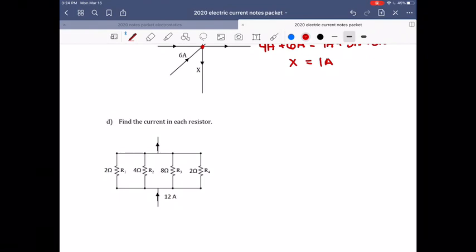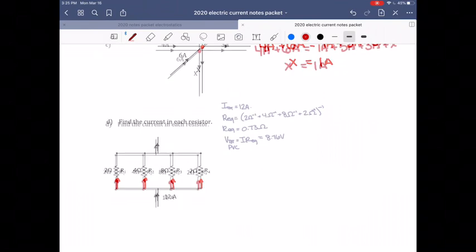All right, now looking at letter D, I think this one requires some math, so you might need a calculator for this one. And it says find the current in each resistor. We have 12 amps coming in, so this 12 amps is going to break up based on how much resistance is at each point. You could go as far as calculating the voltage that might be there after finding an equivalent resistance. But I believe we could just do this through some sort of ratio. Okay, so grab your calculators and we'll give this a try.